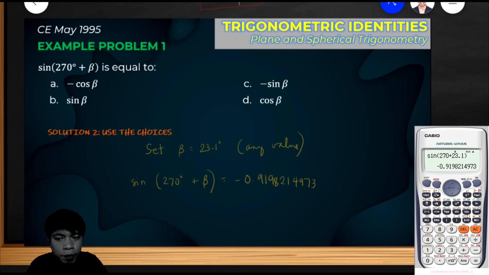Kinopya ko na yung value ng ating sine of 270 plus beta. Ito na nga yun. Ang gagawin natin of course is isa-isahin natin, sabi nga natin gagamitin natin yung choices. Isa-isahin natin yung mga nasa choices, so substitute natin siya ng beta na 23.1. Hindi ko na lang ipapakita yung solution, tapos kung sino yung magtutugma sa kanila ay yun na yung sagot.